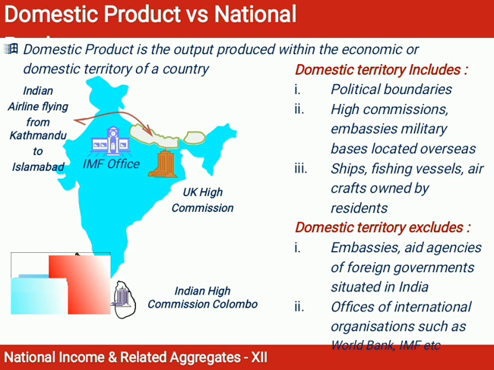And second, international organizations like UNO and WHO located within the geographical boundary of the country. According to the UNO, the United Nations Economic Territory or domestic territory is the geographical territory administered by the government within which persons, goods, and capital circulate freely. This is the basic concept of domestic product. So, income generated within these domestic boundaries is included in the country's domestic income.